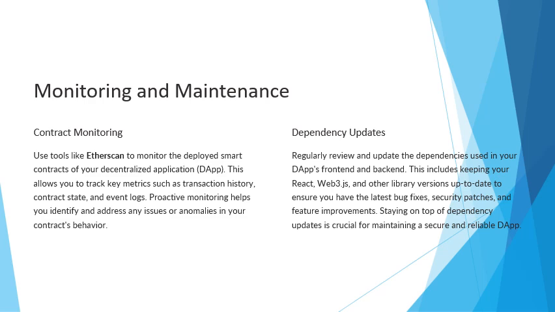We then check the dependency updates. We regularly review and update the dependencies used in our DApp's frontend and backend. This includes keeping our React, Web3.js, and other library versions up to date to ensure you have the latest bug fixes, security patches, and feature improvements. Staying on top of dependency updates is crucial for maintaining a secure and reliable DApp.